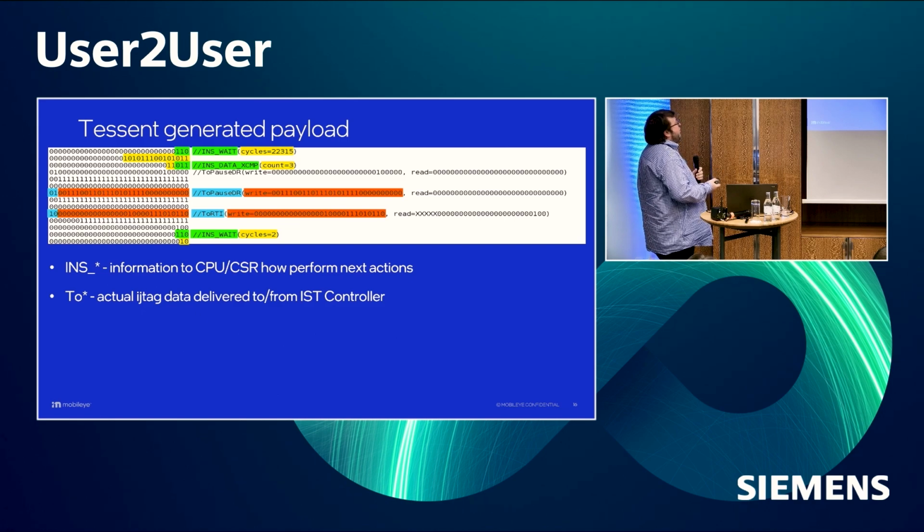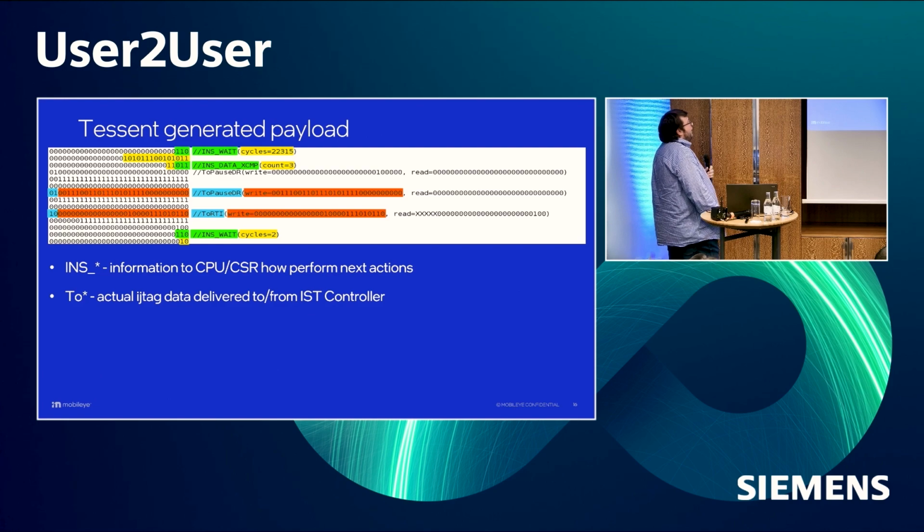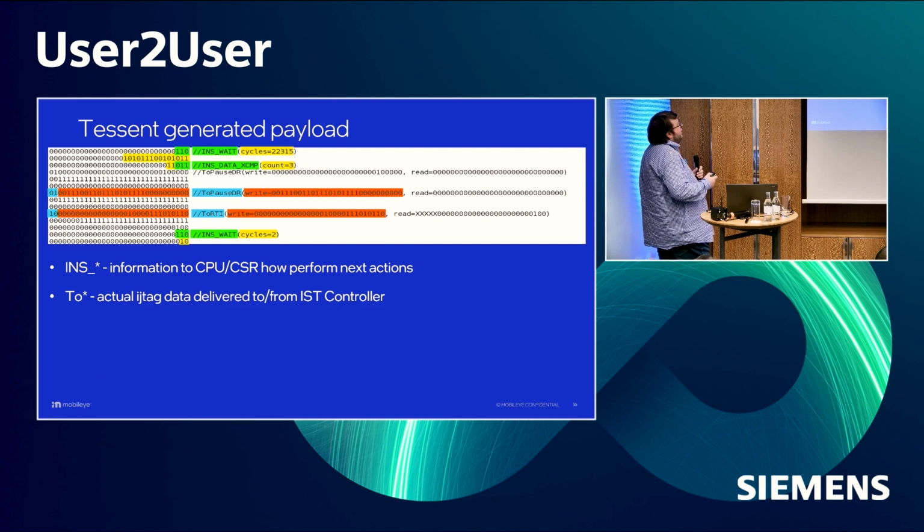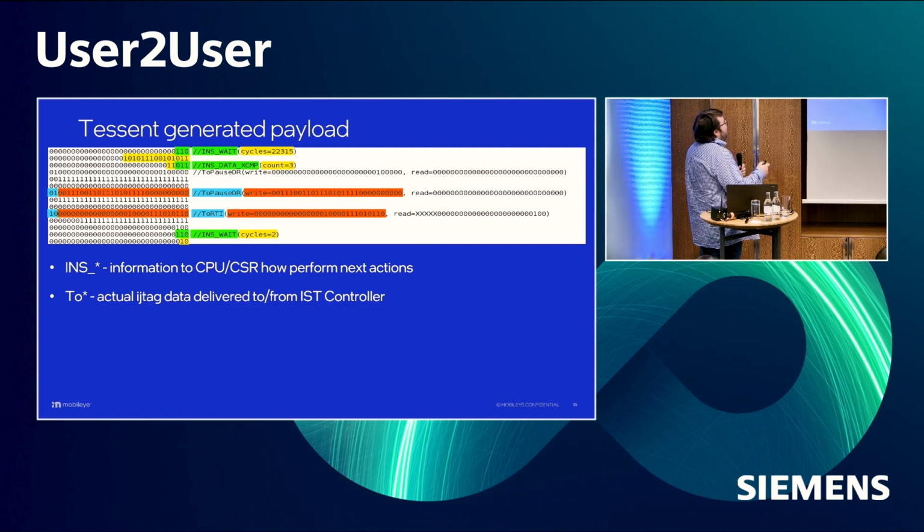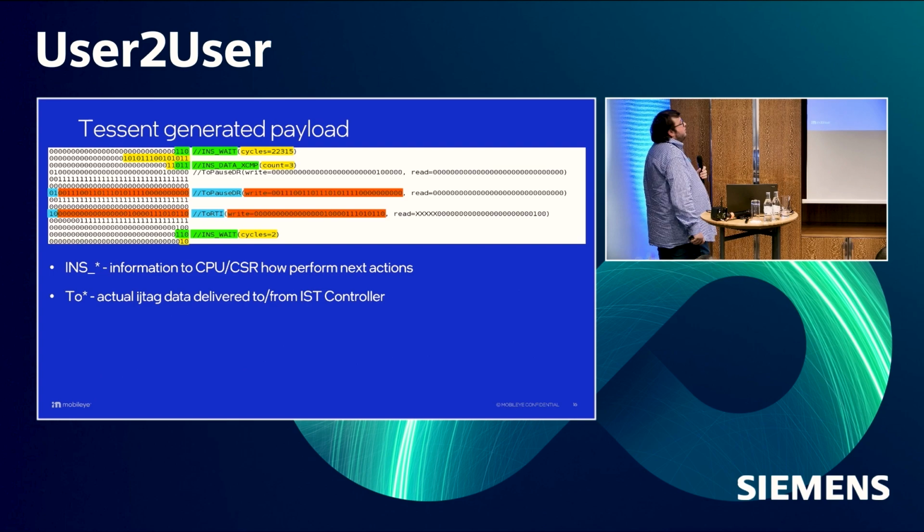As an example, in the first line, we can see the instruction wait, which has the opcode 110. And the next line tells the CPU how many clock cycles it should wait before performing any other actions. Another example of a CPU instruction is data x compare. It means that the next, in this example 3, IJTAG instructions will consist of x values, and so the response from the IST controller first needs to be masked and then compared.